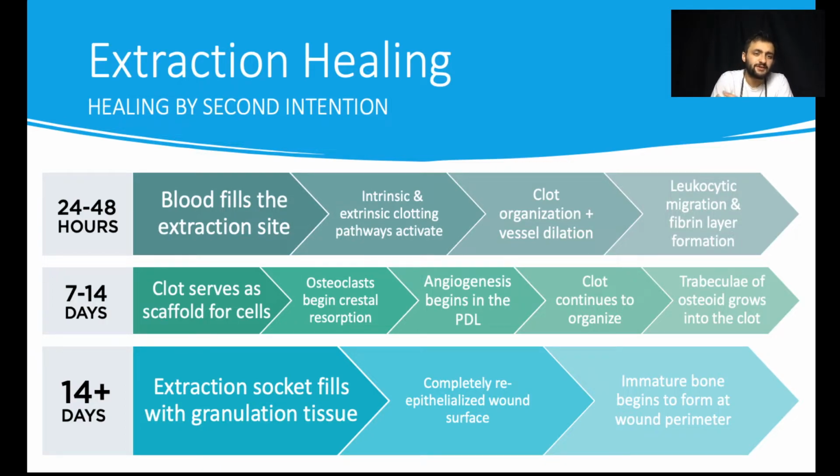We have blood filling the extraction sites. We have the intrinsic and the extrinsic clotting pathways activating. Then we have clot organization, vessel dilation, and then the leukocytes migrate and the fibrin layer begins to form. So the clotting process is facilitated by the intrinsic and extrinsic pathways. And the second part of those 4 steps results in the fibrin meshwork, which seals off torn blood vessels and reduces the size of the wound.